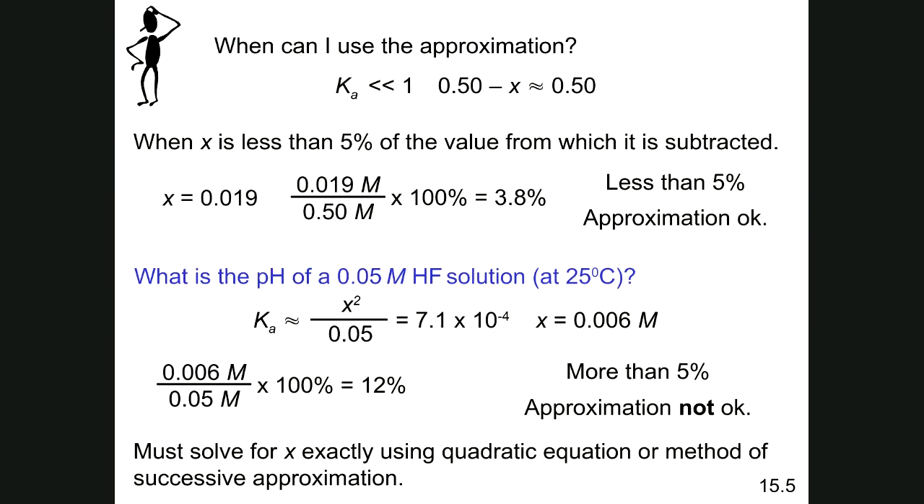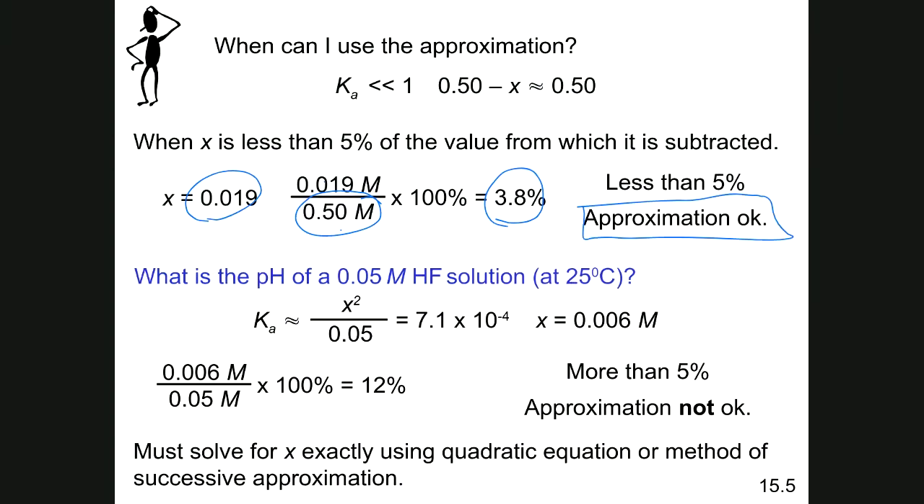Okay, it's right here. So this value is 3.8 when you find the value for X comparing to the initial value for HA. If it's less than 5%, then your approximation is okay.